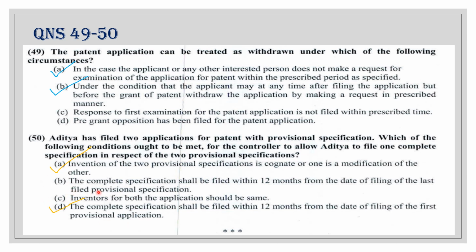But for option B it is given that the complete specification shall be filed within 12 months from the date of filing of the last filed provisional specification. Now this one is not correct. And option C is inventors for both the applications should be same. It doesn't matter actually whether the inventors are same or not. It is not a matter of concern. So option B and option C, these are not the needed conditions. Okay, so for this reason option A and option D are correct. Fine, I hope all these things are clear now.